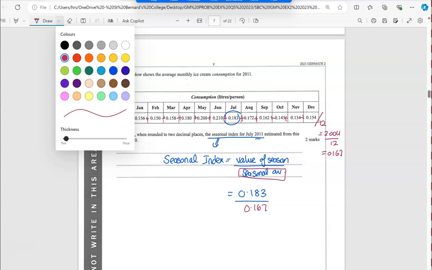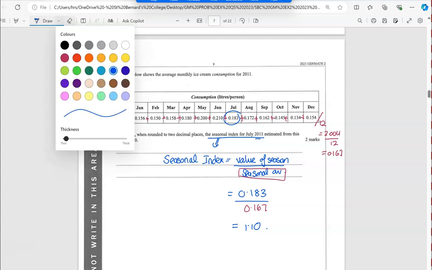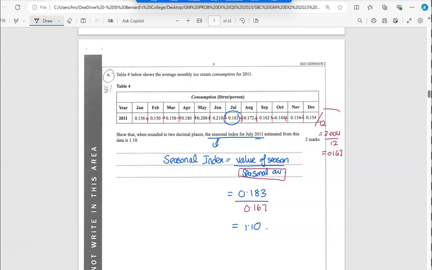If you do that, that equals 1.10. Because it's saying show, you probably had to show more. I don't know if this would be enough. Maybe write this out a bit more clearly: the seasonal average equals the sum of the seasons divided by 12. I think if you'd shown that, you should be right. Okay, so I think because it's a show question, it's caught people out.